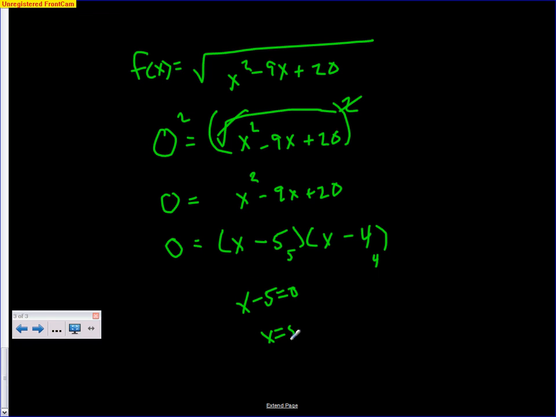Solve that real quick. I get one answer. X minus 4 could be 0. Solve that real quick, and I get the other answer. So there's my two zeros. Easy, easy, easy. All right, two problems left, and we're going to do the difference quotient.